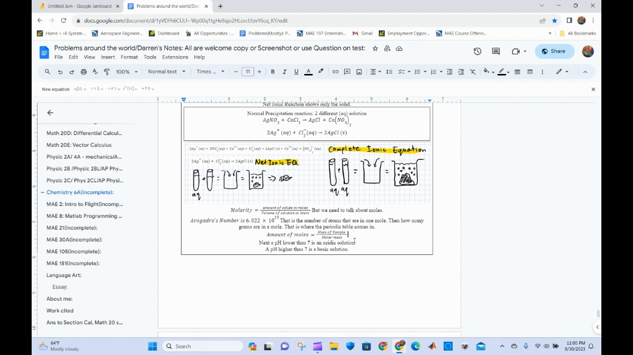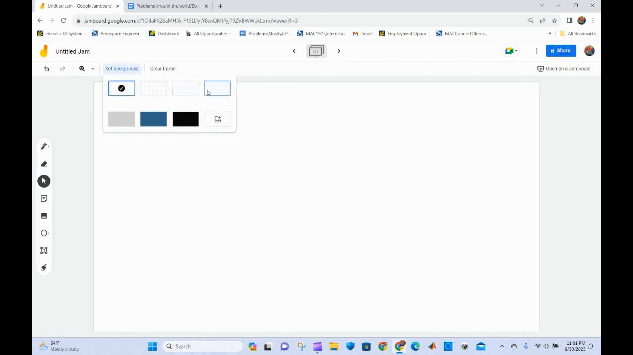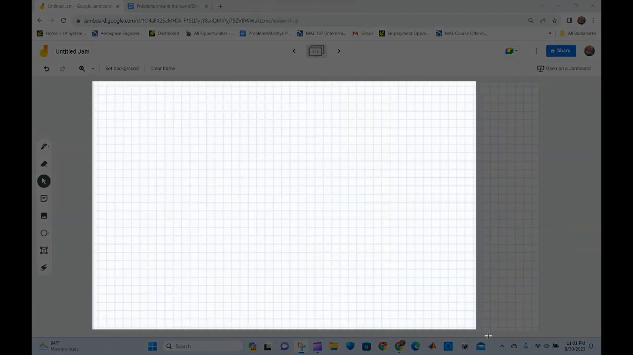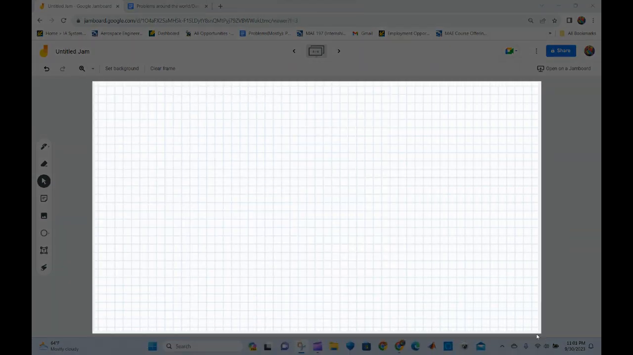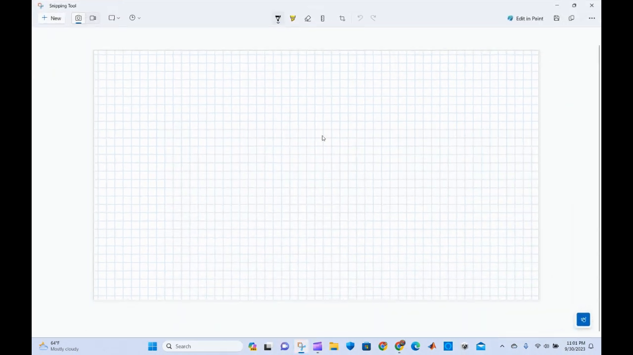Okay, so that's true. Then we'll go to Jamboard here and make one. So we can set the background. I think I like this color best. So let me get my pen out. Let's just give a random number. It's usually done in grams.